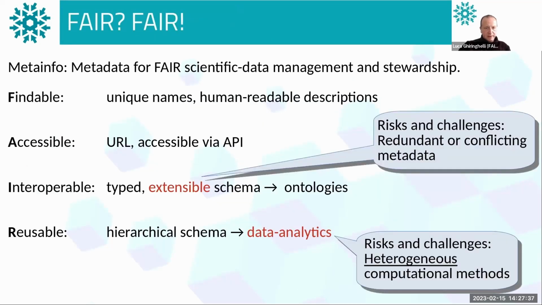To close, what are we doing, or what have we already achieved with FAIR? I think so, especially: the data are findable because we have unique names and human readable descriptions in the metadata. The data are accessible. Each data object has a unique URL, and they can be accessed via an API, as you will see. The data are to some extent interoperable.